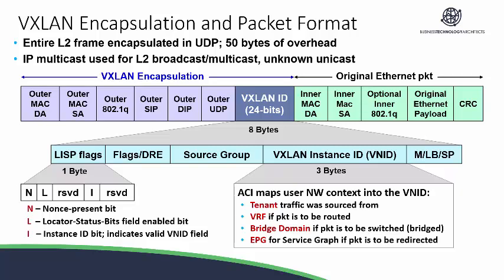A single Layer 3 VNID is associated with each tenant context. The ingress leaf node will send the VNID. The egress leaf node will use the VNID to perform a local forwarding lookup. The APIC controls the allocation of VNID labels across the fabric.